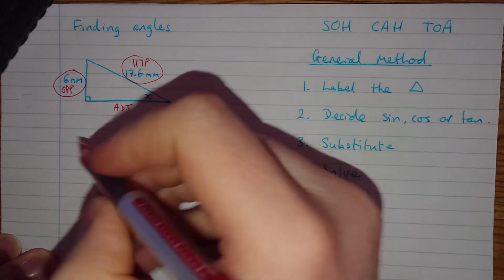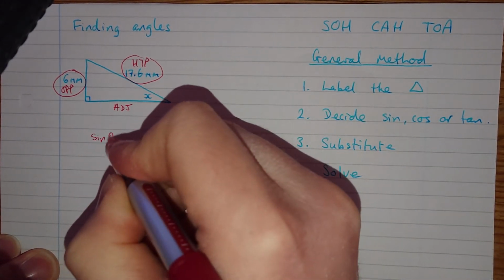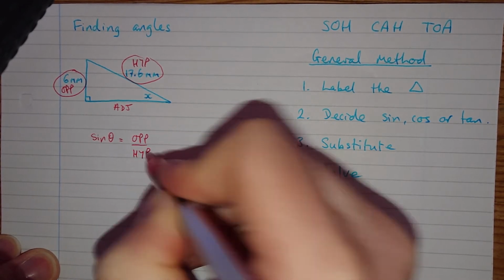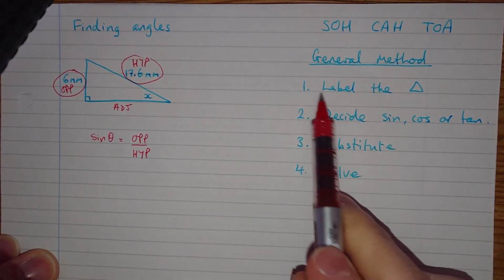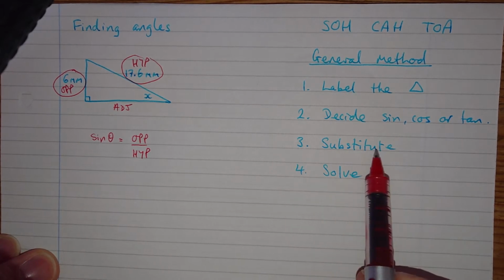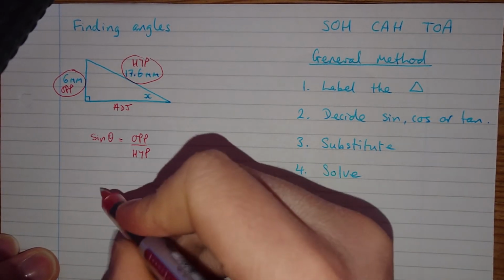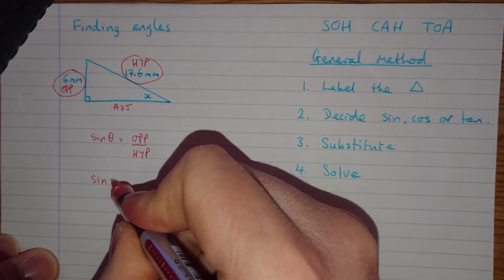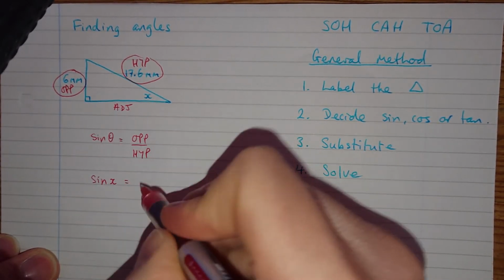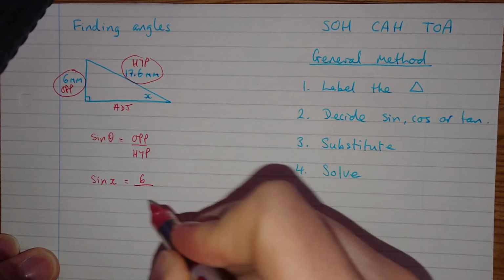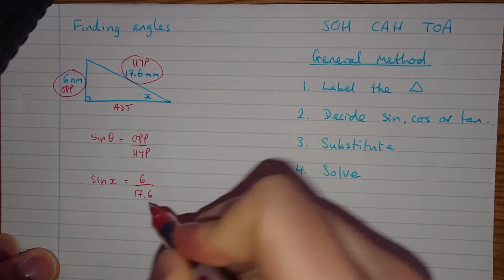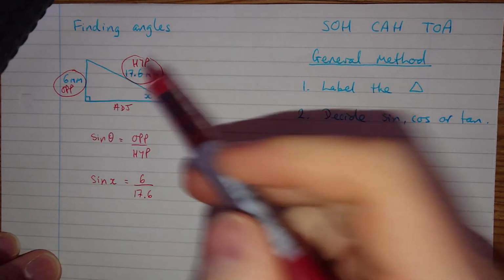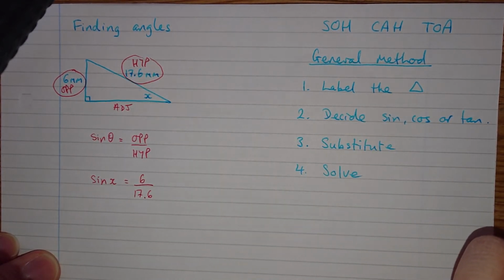So it's SOH. Recall that SOH is actually an entire relationship. It's sine of an angle is opposite over hypotenuse. So I'd say that's the same, that's the same, this is going to be the same as well. I will substitute what I know. So for this particular question, the angle is called x. The opposite is 6, and the hypotenuse 17.6. All the units are consistent, so I can just substitute straight in. If the units were different, you'd have to convert all the units to be the same first of all.